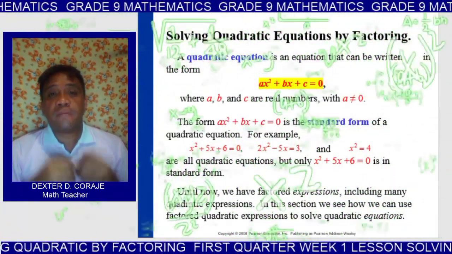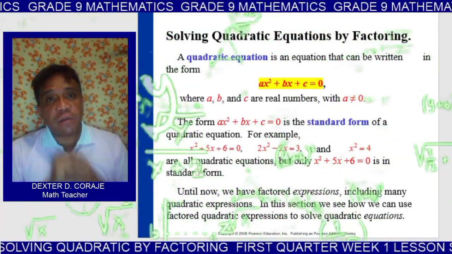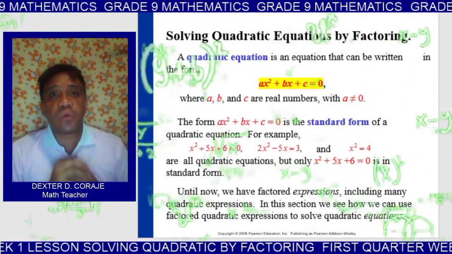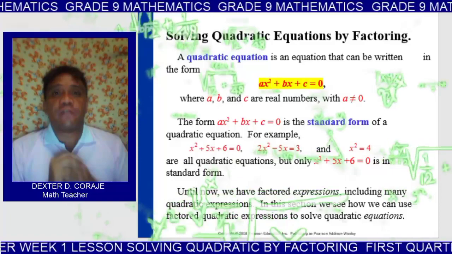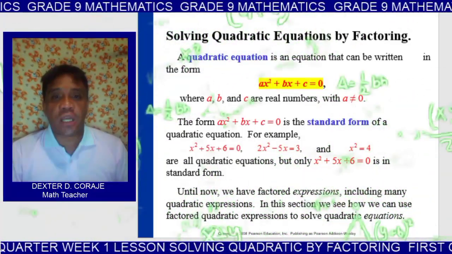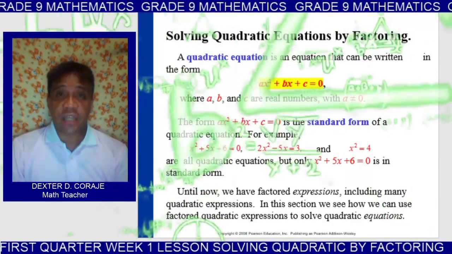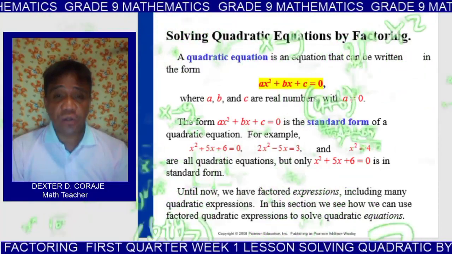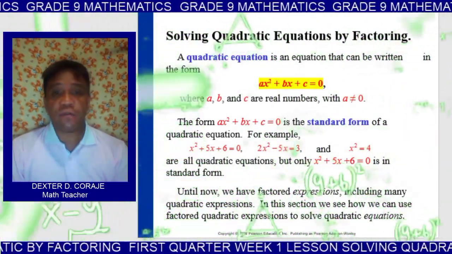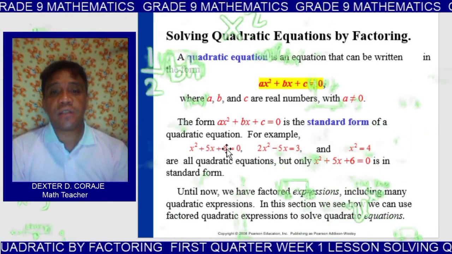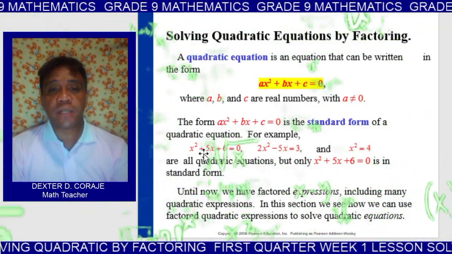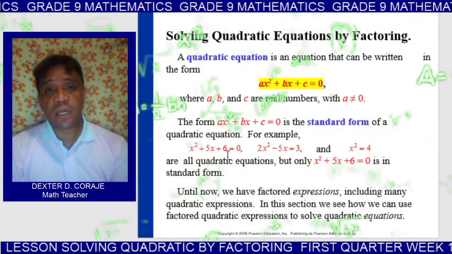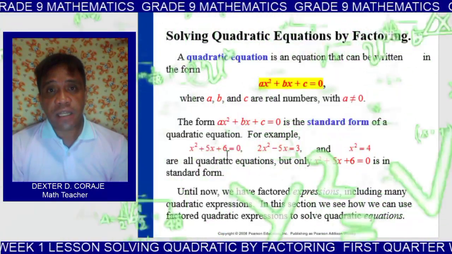So again, you have to familiarize how to transform a certain quadratic equation into standard form, because that would be the very first step for us to work on in factoring. Here are some examples of the quadratic equation. We have x squared plus 5x plus 6 equals 0, and that one is written in the standard form because there is 0 on the right side, whereas x squared plus 5x plus 6 is the quadratic expression on the left side. That is why the first given example is written in the standard form.